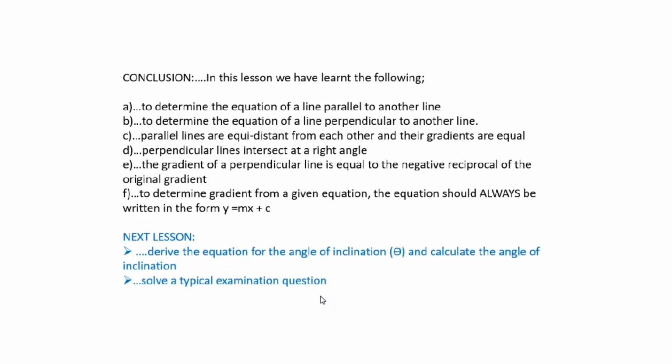In our lesson, which is coming next, we are going to derive the equation for the angle of inclination, theta, and calculate the angle of inclination. We are also going to solve a typical examination question, depending on our time.